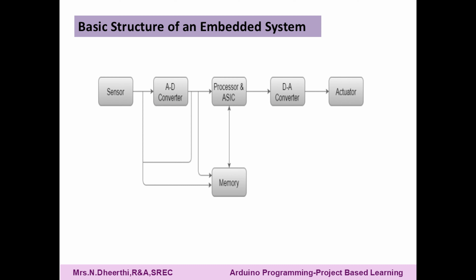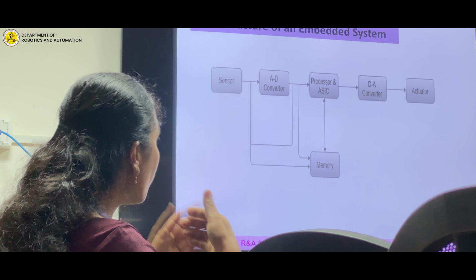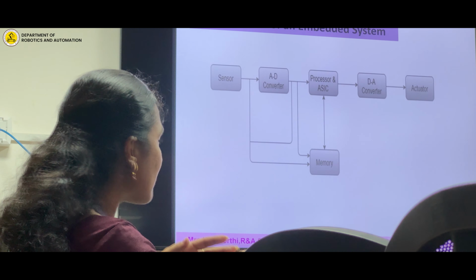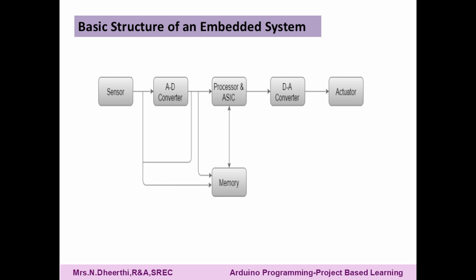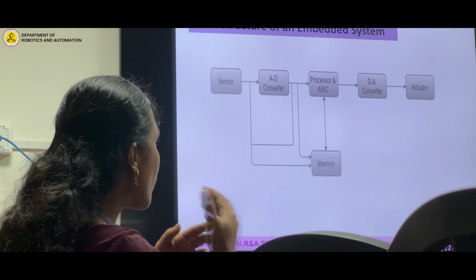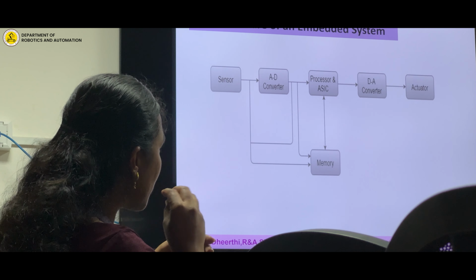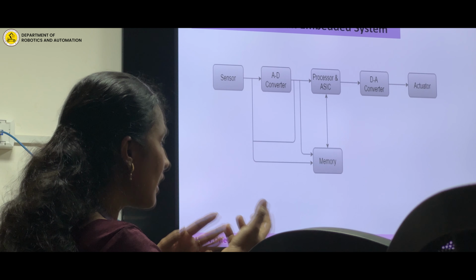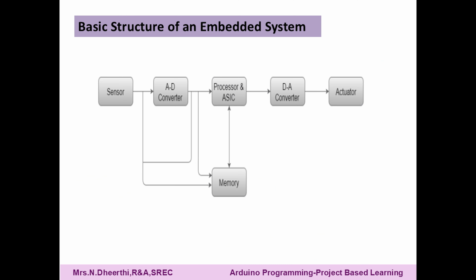The processor is a digital system, so it accepts only zeros and ones. But when coming to sensors, we have analog sensors as well as digital sensors. If it is an analog sensor, we need an analog to digital converter block, where the sensor's analog data is converted into digital data so that your processor can process it. After processing, the processor gives only digital data.